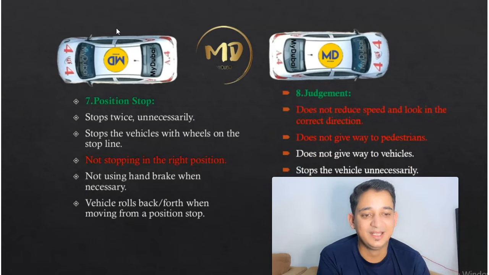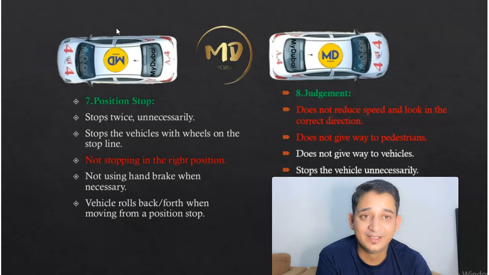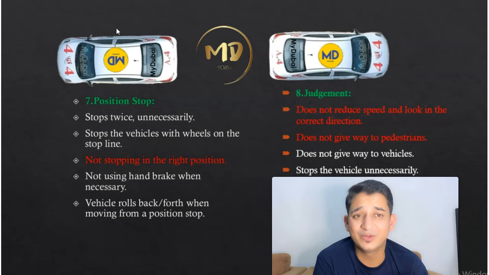Next one is your judgment, some mistakes which you can do related to your judgment. The first one is does not reduce speed and look into the correct direction, which is very important when you are turning to the right or left. Does not give way to pedestrian. That's very, very important. If you do that mistake, it will not be counted as a minor mistake. That becomes a major mistake.